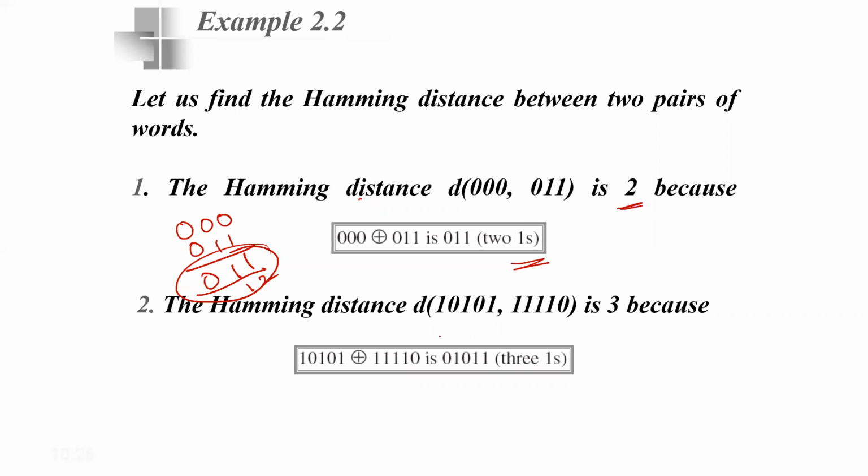Okay. Now in this case, what is the Hamming distance? We have 1, 0, 1, 0, 1, and then 1, 1, 1, 1, 0. Now, the result of the XOR operation will be: 1 and 1 is 0, 0 and 1 is 1, 1 and 1 is 0, 0 and 1 is 1, 1 and 0 is 1. So we got 0, 1, 0, 1, 1. How many ones? 1, 2, 3. So there are 3 ones, so the Hamming distance is 3.